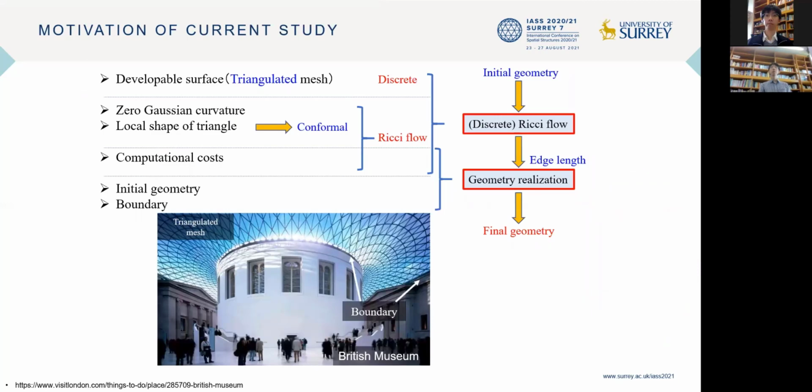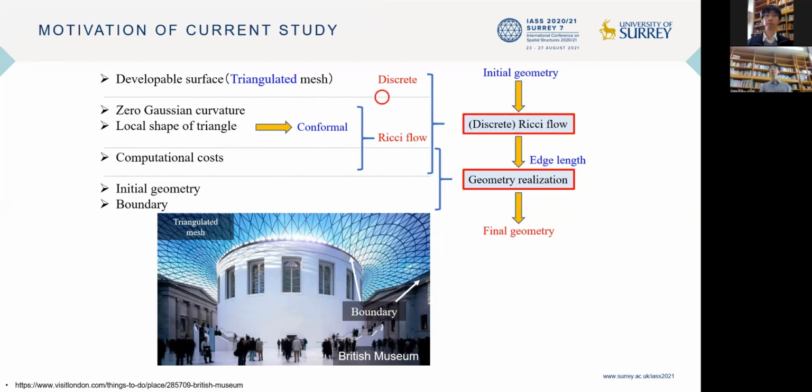So here comes the main content of this study. To design the discrete developable surface having zero Gaussian curvature while keeping the local shape of triangles, we adopt a powerful tool, the Ricci flow. Another advantage of the Ricci flow is its very high computational capacity. And such surfaces will span the prescribed boundary.